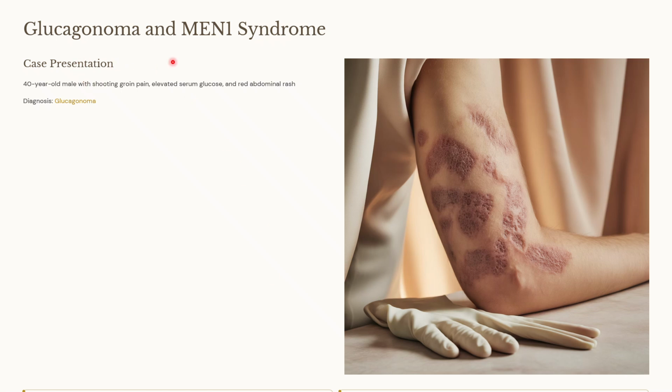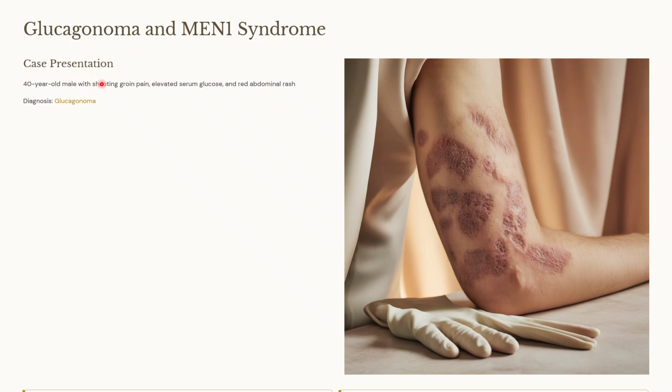What do you know about glucagonoma and MEN1 syndrome? The presentation will be a 40-year-old male with a shooting groin pain, elevated serum glucose and a red abdominal rash. Shooting groin pain indicates hyperparathyroidism. Elevated serum glucose indicates glucagonoma, and the red abdominal rash, the condition seen in glucagonoma, that is necrolytic migrating erythema, is also present.